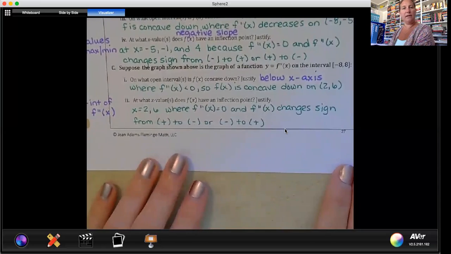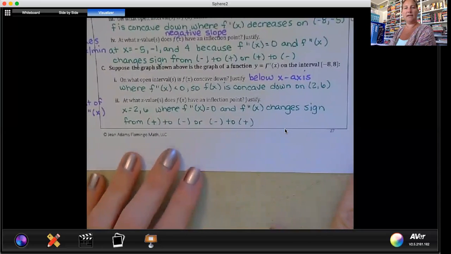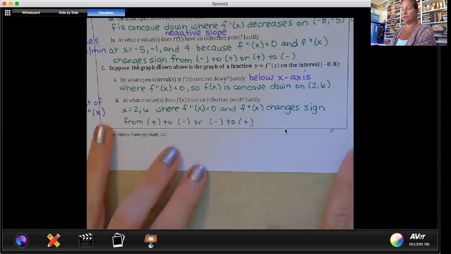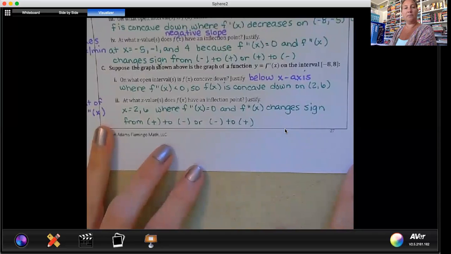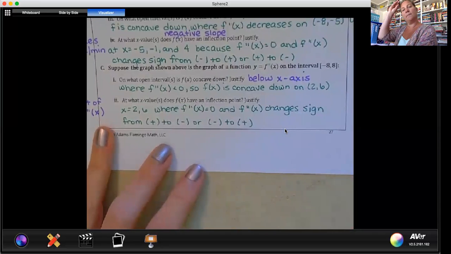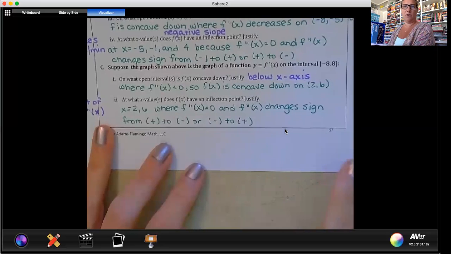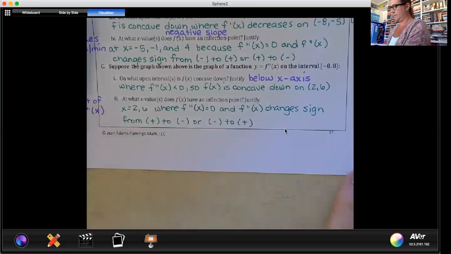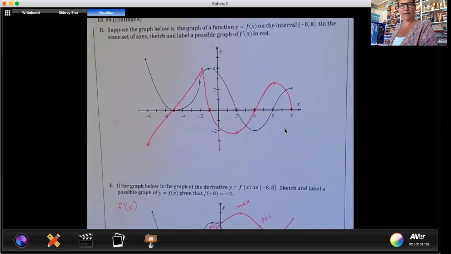And then part C, on what open interval is f concave down? That means below the x-axis. Where f double prime is less than 0, f of x is concave down on 2, 6. And for part 2, we're looking for the x-intercepts of f double prime. This is where you have an inflection point at x equals 2 and 6, where f double prime is 0 and f double prime changes sign from positive to negative or from negative to positive. Again, pause your video if you need to make some notes.